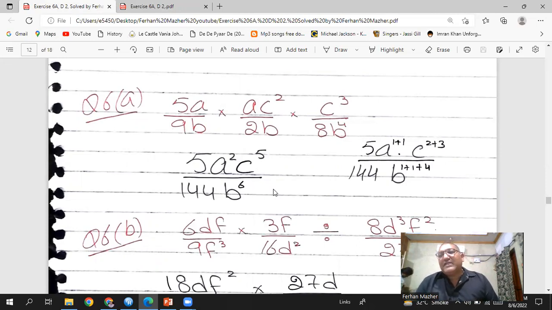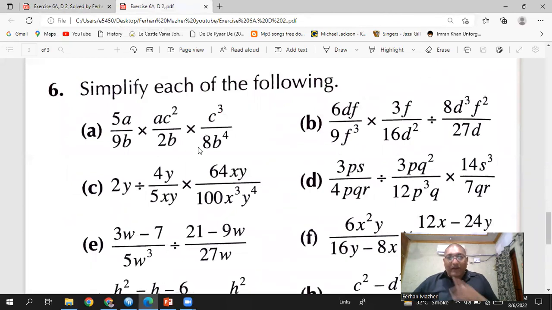The numerators multiply with the numerators and the denominators multiply with the denominators. And when you are multiplying in the numerators, the powers will be added. When you are multiplying in the denominators, the powers will be added if the base is the same. And if you cancel a numerator and a denominator, then the powers will be subtracted. So this is how you will do question number 6, the A part. So we are going to the next question.